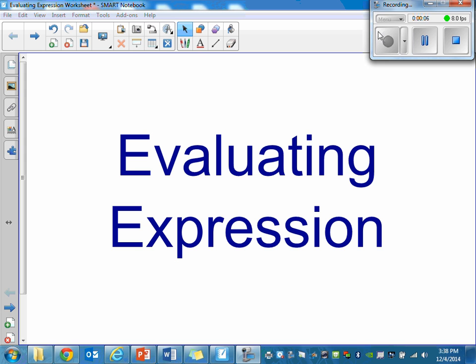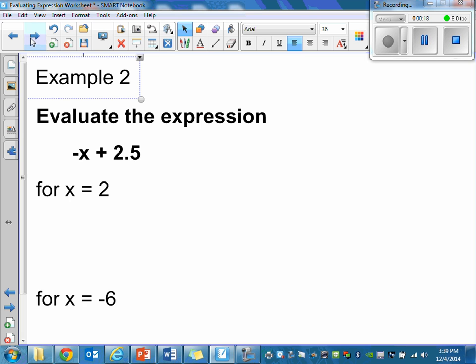I hope you are as excited about the next lesson in algebra as I am. We are doing evaluating expressions. I hope you find this pretty simple. We're just going to jump right in here to our first example.